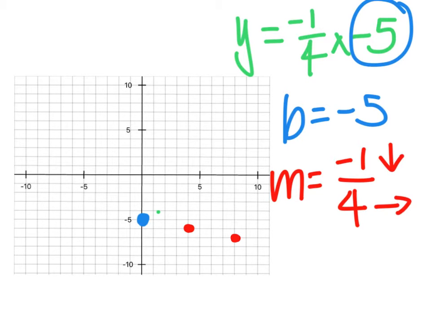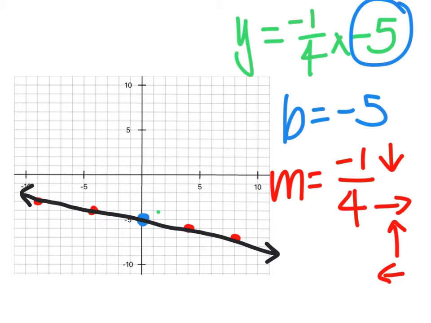And if I try to do it again, if I go down 1 and right 4, I'm going to run off the graph. So I'm going to go ahead and stop here. But I can also do the opposite of going down and right, which is to go up and left. So from my beginning, I'm going to go up 1 and left 4, and up 1 and left 4 again. And if I were to keep going, I would run off the graph. So I'm going to go ahead and connect those dots. And that's going to form my line. So this is my line, y equals -1/4 x minus 5.